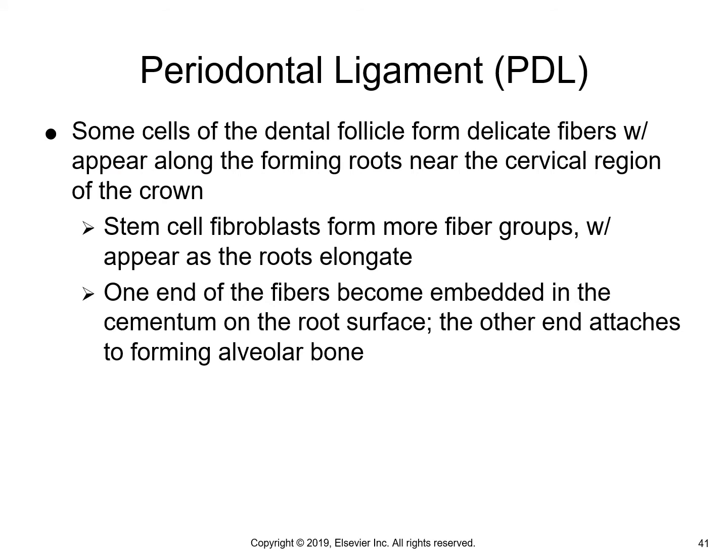The periodontal ligament: some of the cells of that dental follicle will form delicate fibers, which will appear along the forming roots near the cervical region of the crown. The stem cell fibroblasts form more fiber groups, which appear as the roots elongate. One end of the fibers will become embedded in cementum on that root surface, and the other end will attach to the forming alveolar bone.